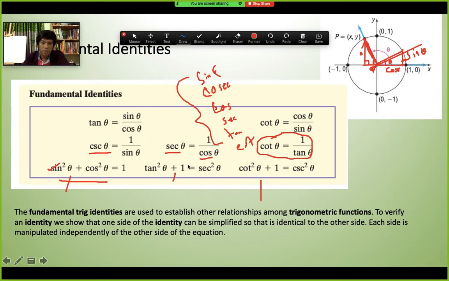And this sine square theta plus cos square theta also, as you know, from here we establish this relationship. If it is unit circle, then always if we square this one and this one, our answer will be 1, since this is the unit circle.